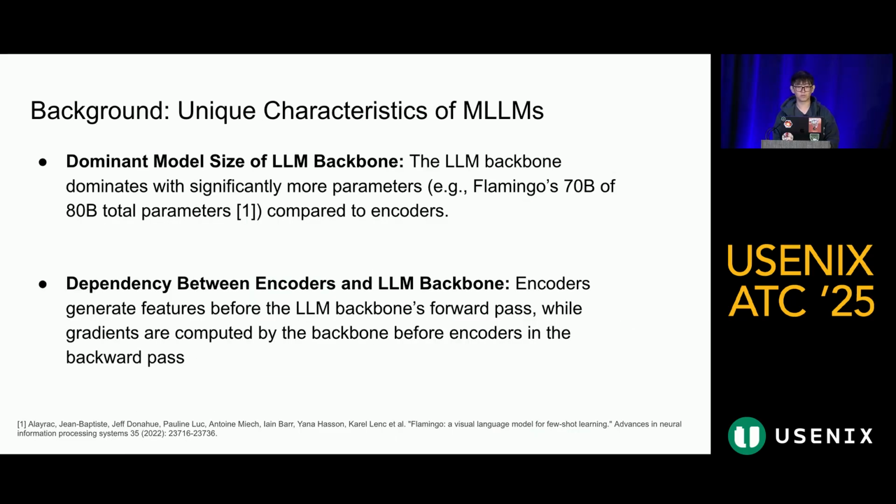We observe two unique characteristics of multimodal large language models. The first one is, although it is composed of two parts, the dominant model size still belongs to the large language model backbone. For example, look at the Flamingo model. In total, it has 80 billion parameters, while 70 billion of the total parameters are from the large language model. The second is that there is a dependency between the encoder and the LLM backbone. For example, during the forward pass, the encoder needs to first finish generating the features before the LLM can do its forward. In the backward pass, vice versa, they have a similar dependency.